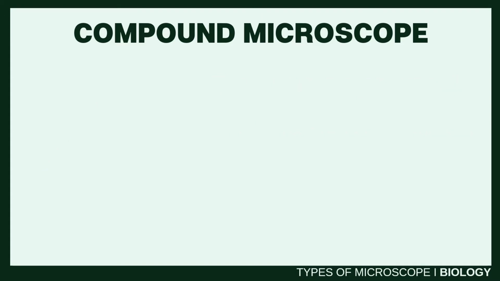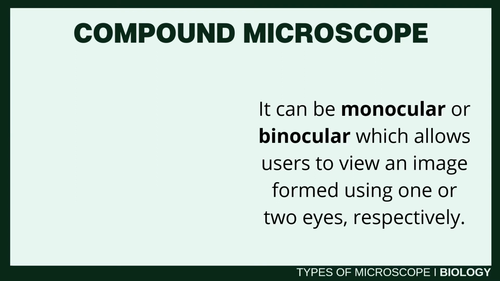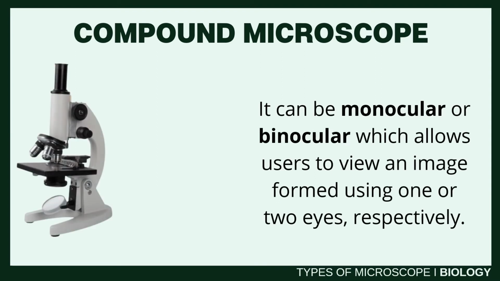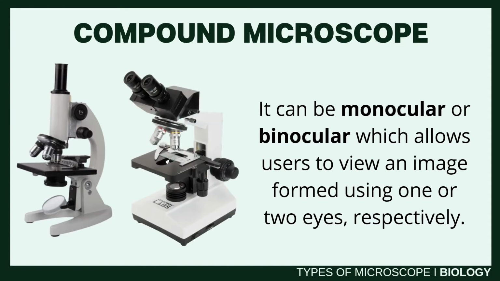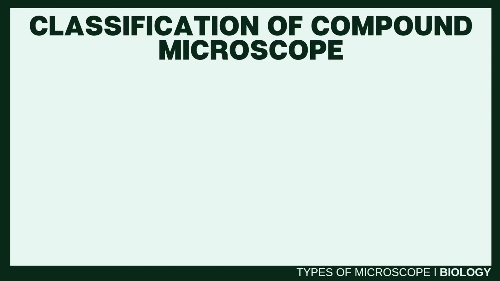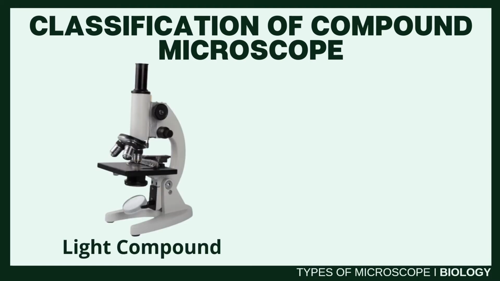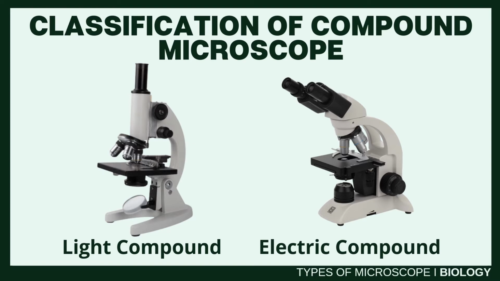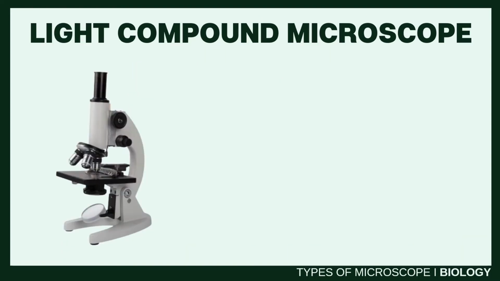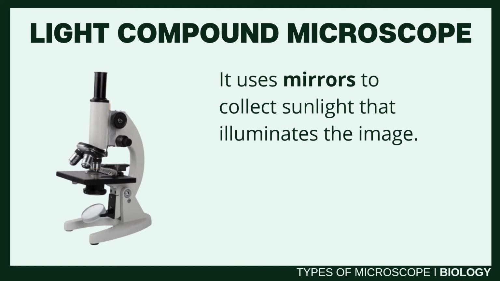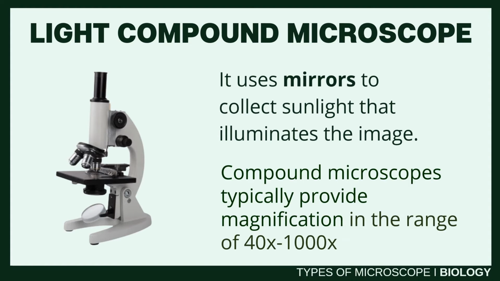A compound microscope can be monocular, where the user views the specimen's image using one eye, or binocular, where the user views the specimen with 2 eyes. The compound microscope is classified into 2, namely the light compound and electric compound microscope. A light compound microscope uses a mirror to collect and direct sunlight to illuminate the specimen. It typically provides magnification in the range of 40 times to 100 times.